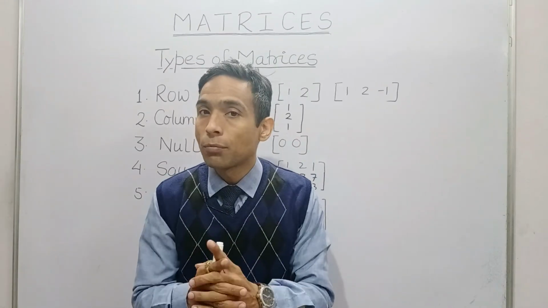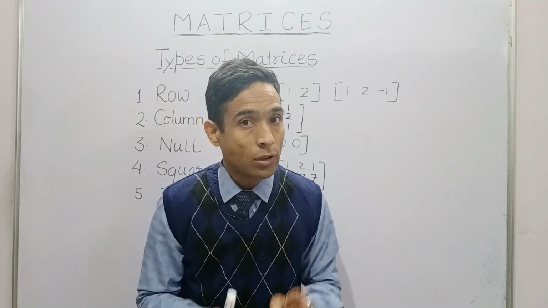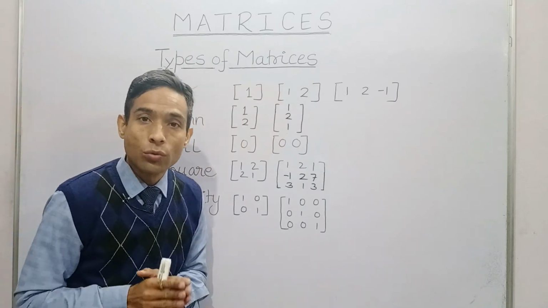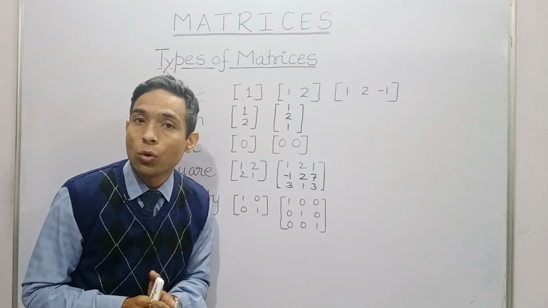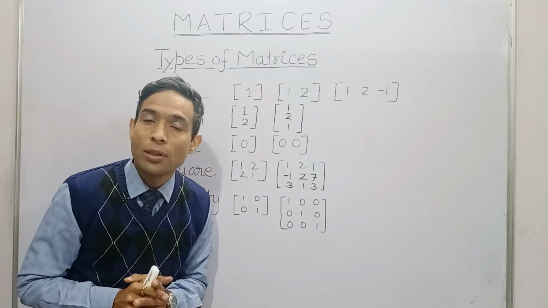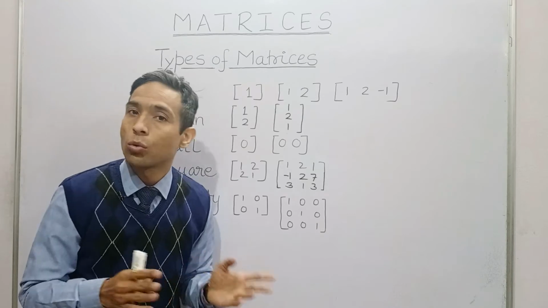There are many different types of matrices, but we are going to discuss only 5 different types of matrices at this level. The first one is row matrix, which contains only one row. The column could be 1, 2, 3. The second one is column matrix, which contains only one column. The row could be 1, 2, 3. The third one is null matrix, which contains only the element 0 and can be written of any order: 1 into 1, 2 into 1, 2 into 3.